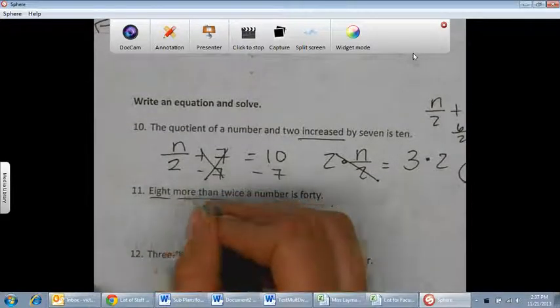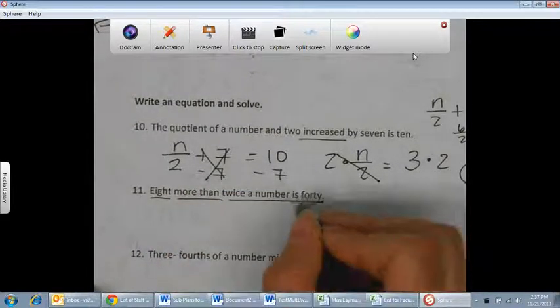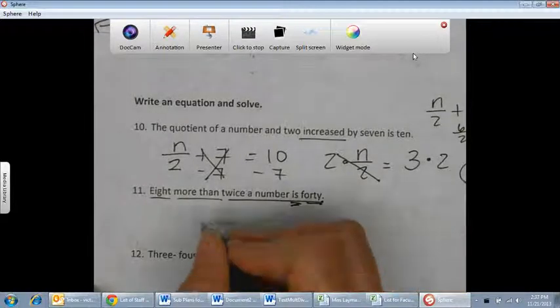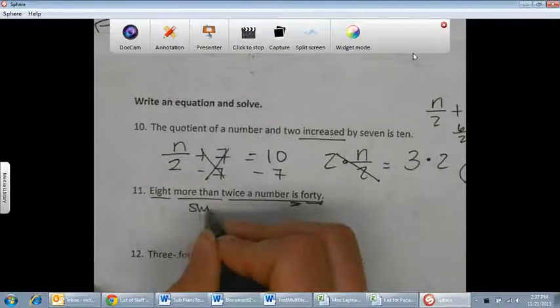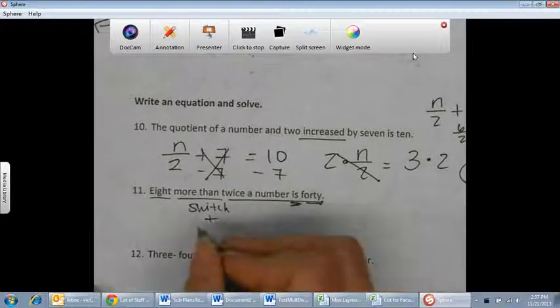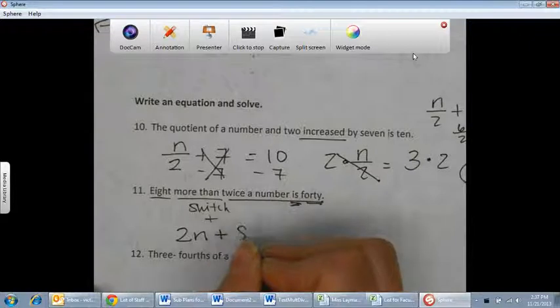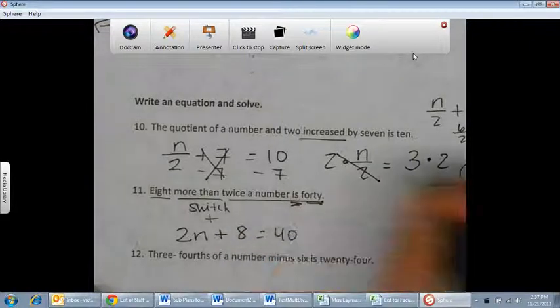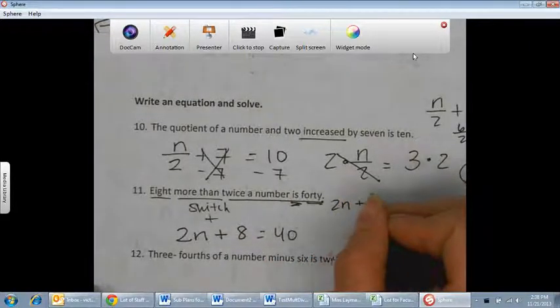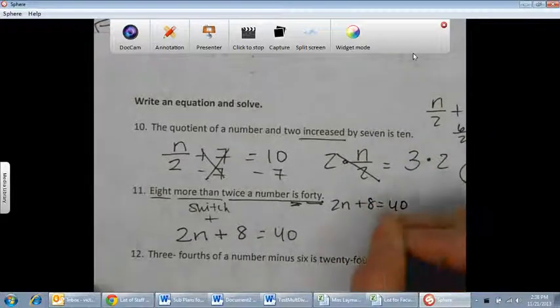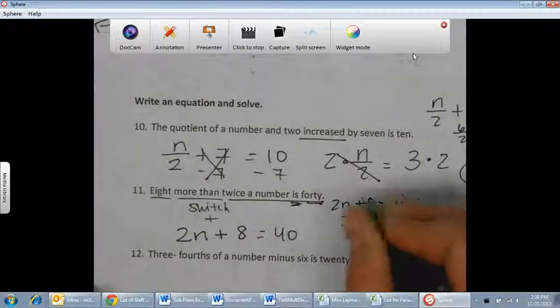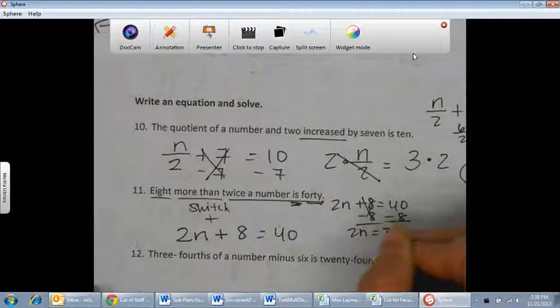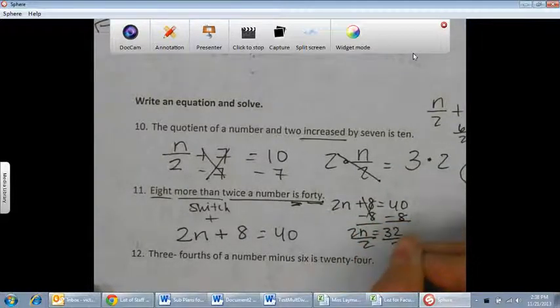8 more than twice a number is 40. So more than, remember, means to switch it, and we're adding. So twice a number plus 8 is 40. So to solve this, we're going to subtract 8 from each side. We'll get 2n equals 32. You're going to divide by 2 on each side, and then n will be equal to 16.